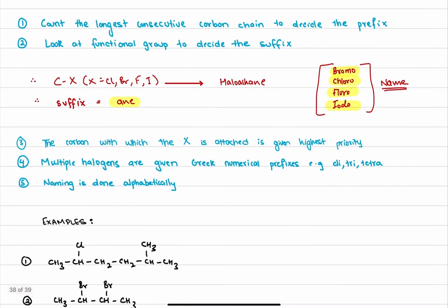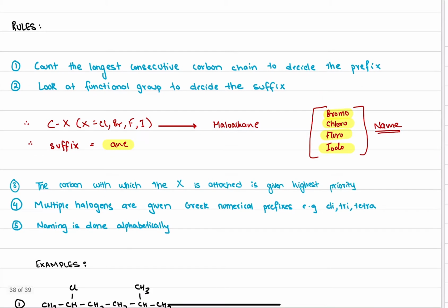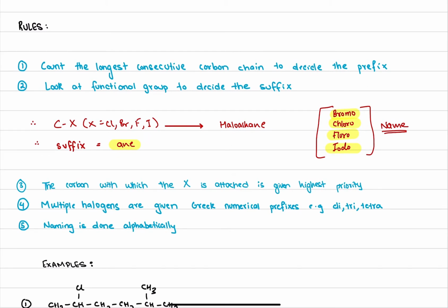Now, in order to deal with haloalkanes which have more than one C-X bond, for example, a C-Cl bond and then a C-Br bond, when you have two halogens attached in a molecule or even more, we need to know at least these two rules as well.